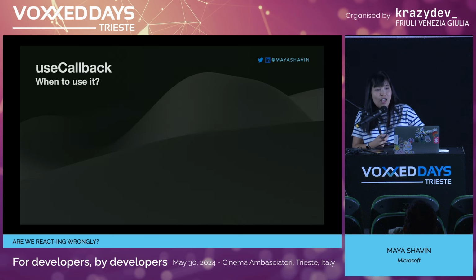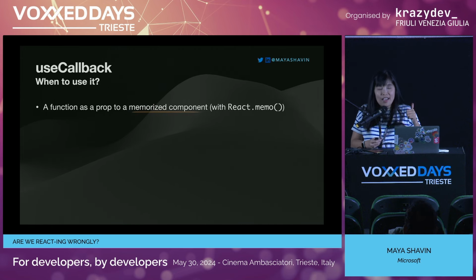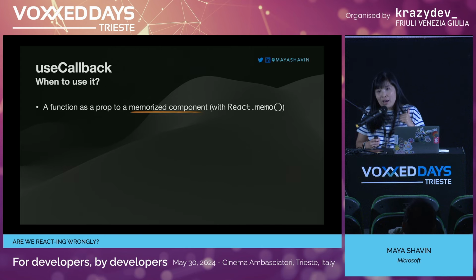So here comes the question: when are we going to use useCallback? The first and foremost use is as a hook meant to wrap around functions that will be passed to a memoized component as a prop.